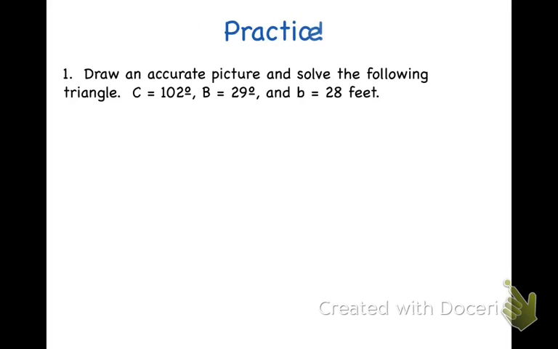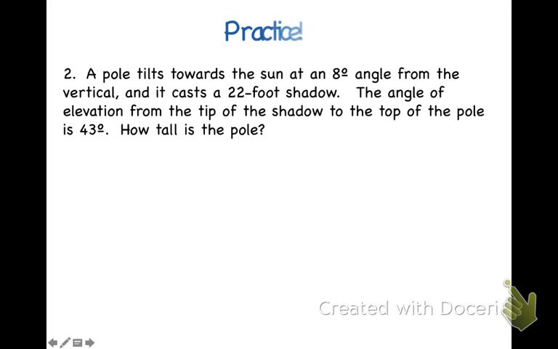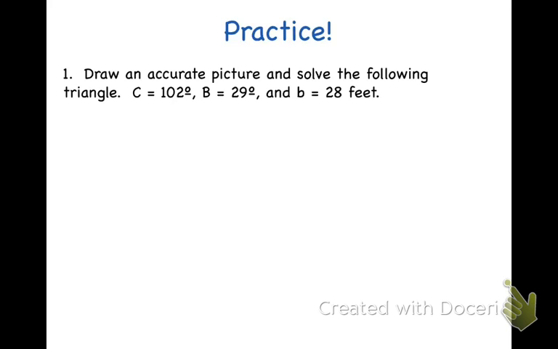So let's do one. I want to solve this triangle with this piece of information, but I want to start by drawing a picture, and I want it to be fairly accurate. This does not mean take out your protractor, take out your ruler. I'm definitely not going to measure a side length that's 28 feet. But I want it to make sense.